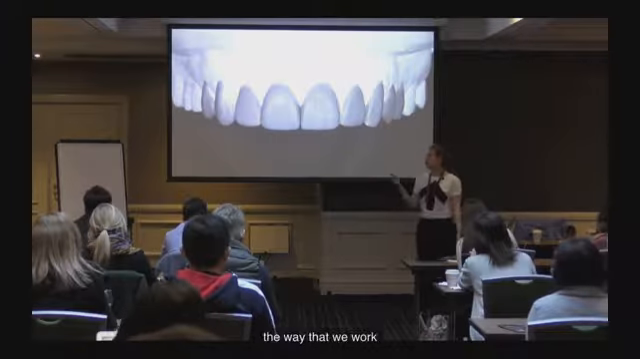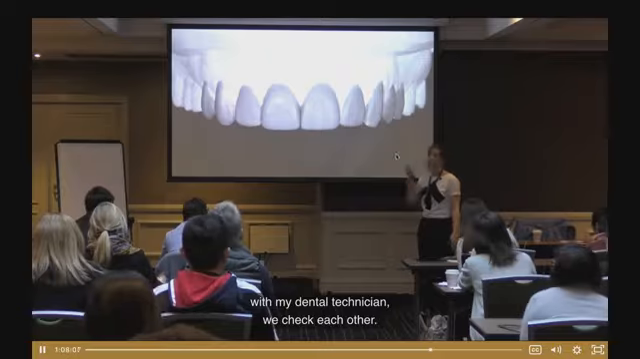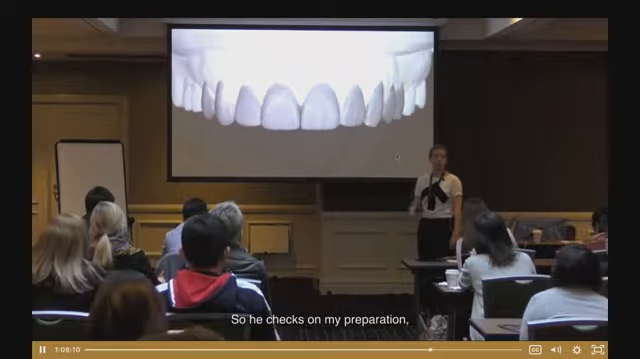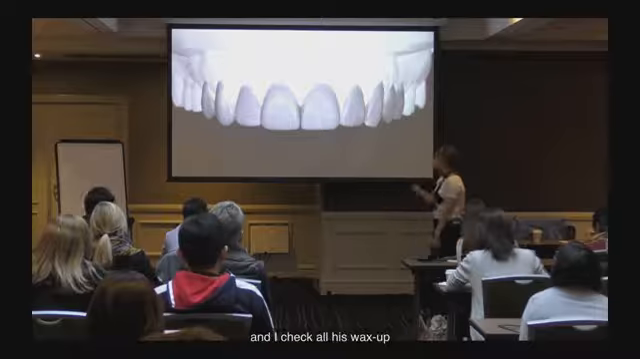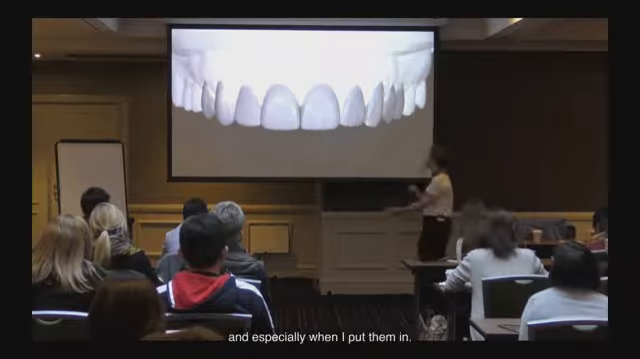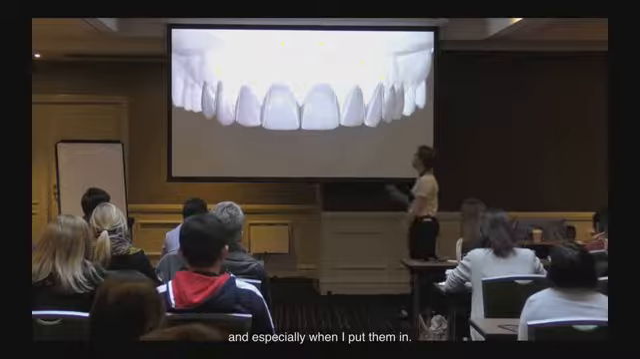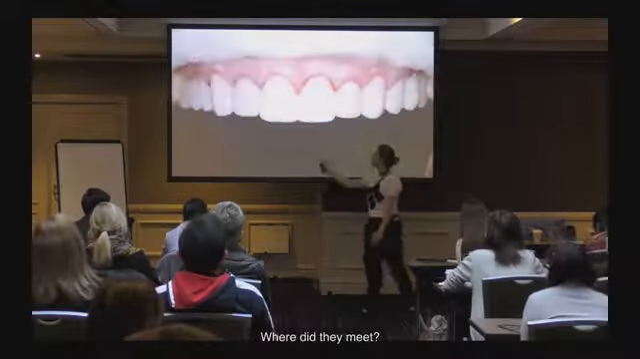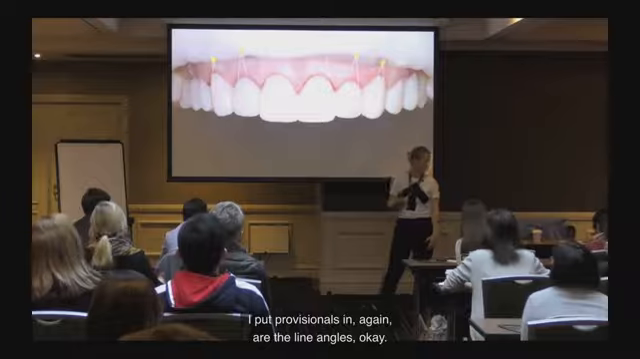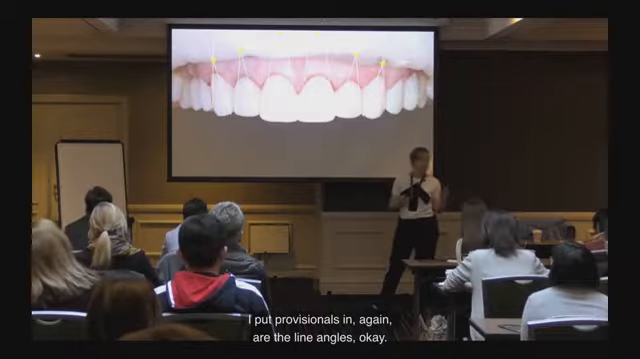And this is the way that we work with my dental technician, we check each other. He checks all my preparations, he gives me feedback on them, and I check all his wax-ups, and especially when I put them in. So, check the line angles, how do they go, where do they meet? I put provisionals in, again, are the line angles okay?